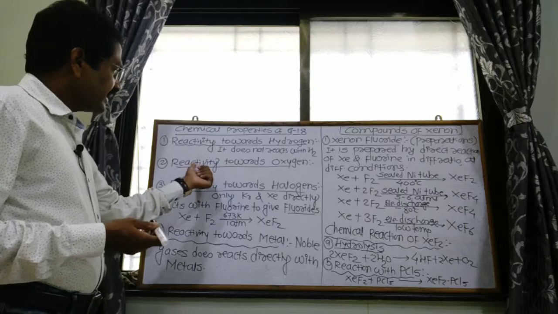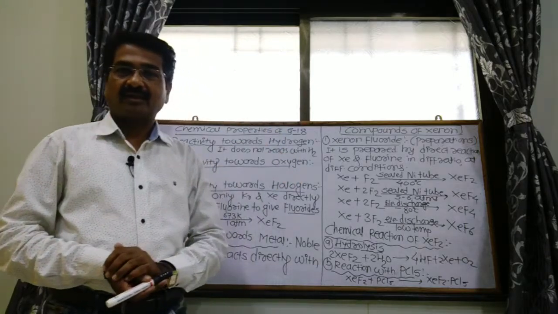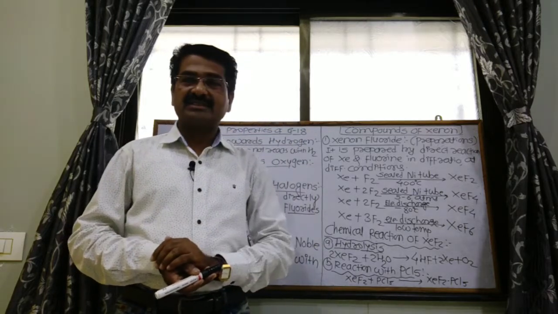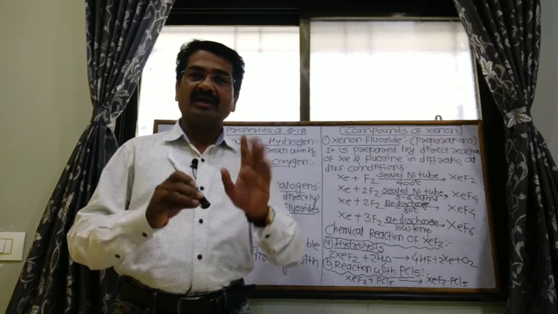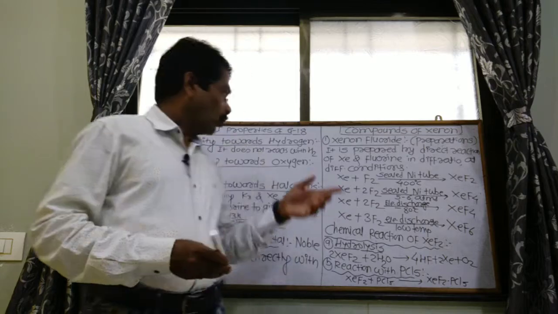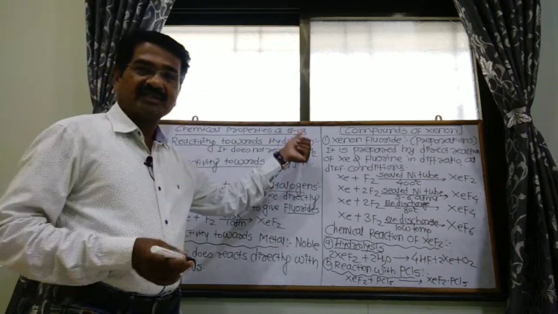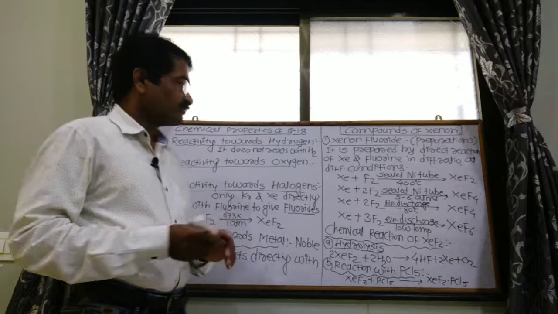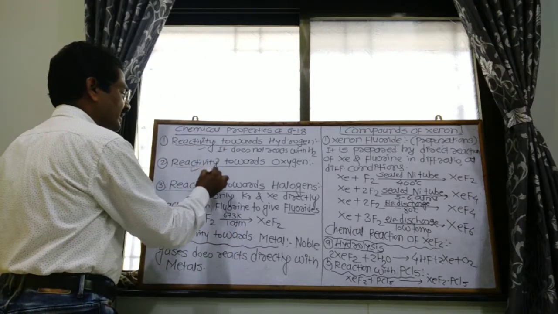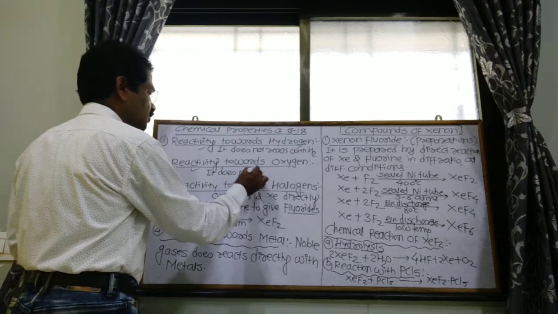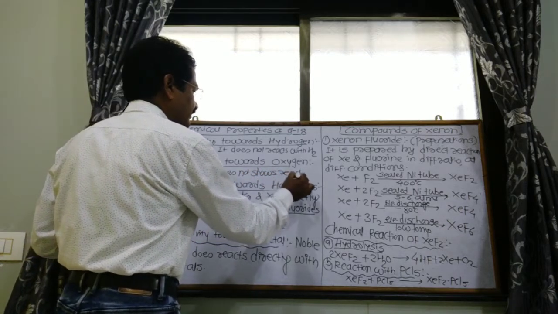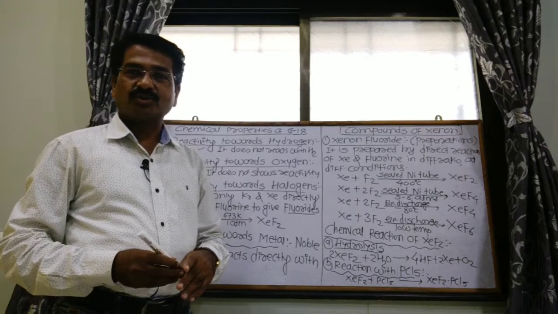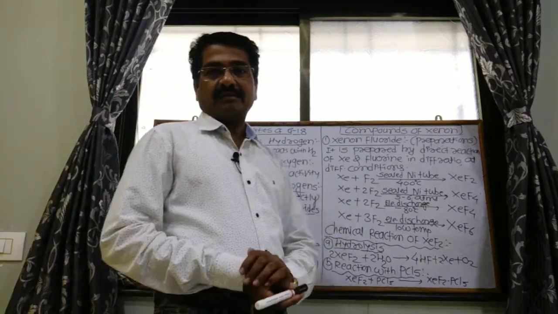Then the second chemical property, reactivity towards oxygen. We know whenever oxygen reacts with any elements, that may be group 16 or 17, it forms the corresponding oxides. But noble gases or group 18 elements cannot react with oxygen due to completion of their octet, being inert gases. So it does not show reactivity with oxygen. Noble gases cannot show reactivity with oxygen atoms.